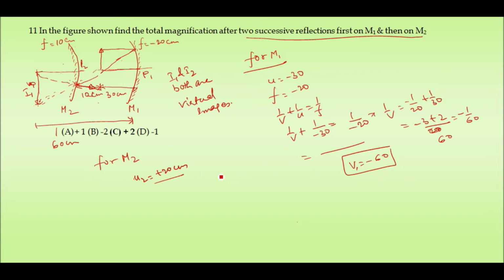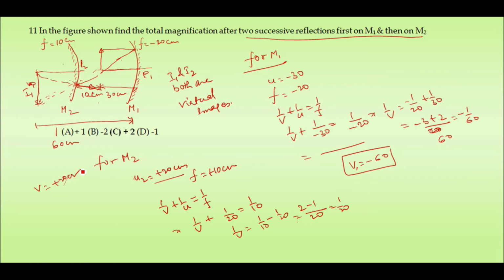So we calculate it also, that U2 is equal to plus 20 centimeter, F is equal to plus 10 centimeter, and if you apply the mirror formula 1 by V plus 1 by U is equal to 1 by F, then 1 by V plus 1 by 20 is equal to 1 by 10. So 1 by V is equal to 1 by 10 minus 1 by 20. So the image is also formed at this distance. So V is equal to plus 20 centimeter.